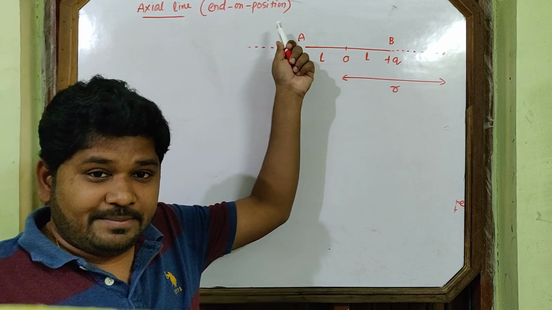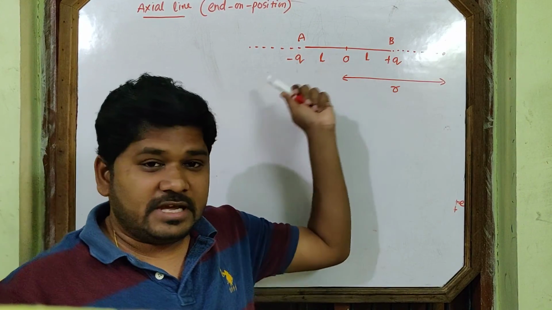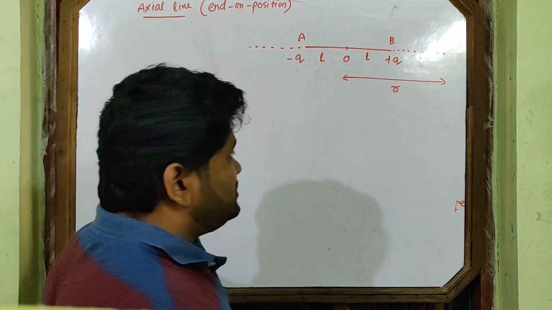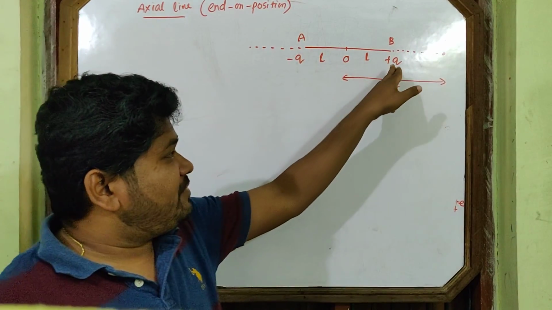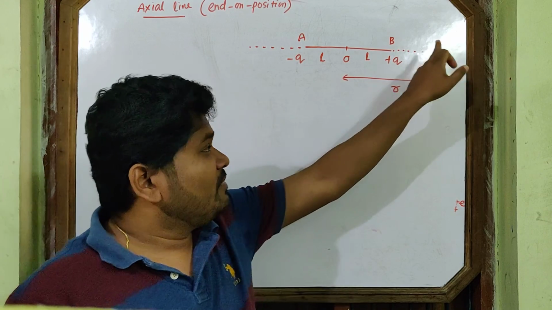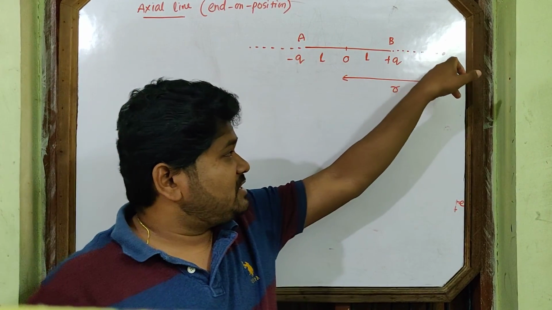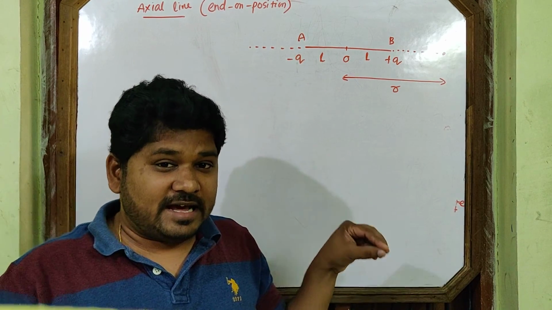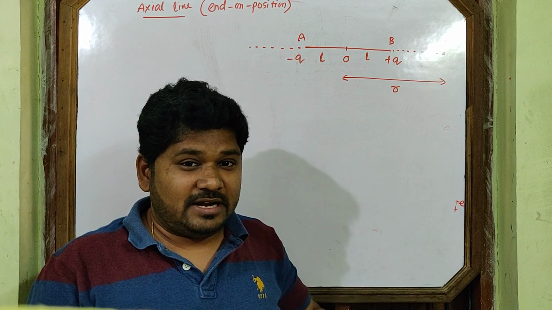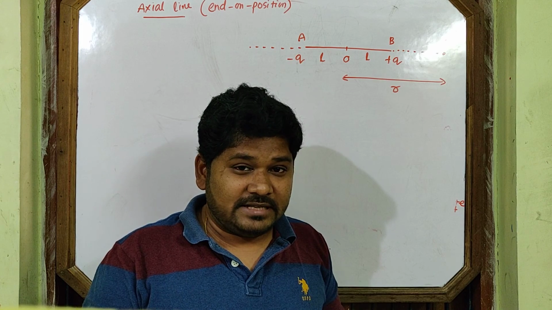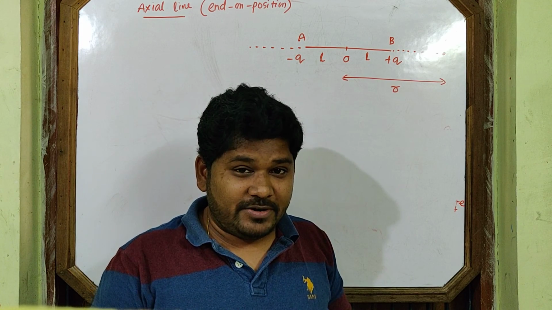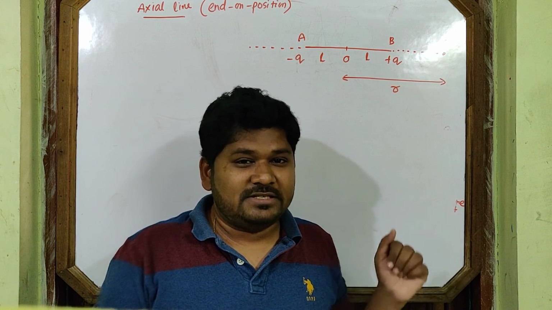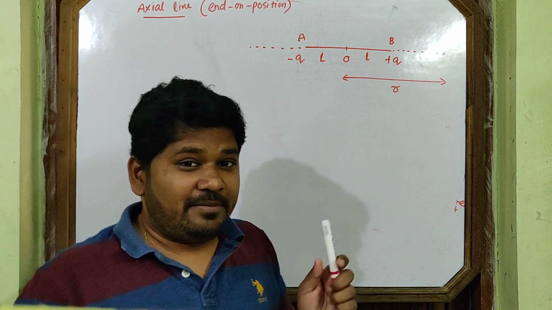End on position means any point on the axial line. This is the axial line. So what we do? Same thing. We will find for plus q charge first, then we will find for minus q charge. Intensity is a vector quantity, so we will write their direction. Then we will add them vectorially, obviously, because intensity is a vector quantity.